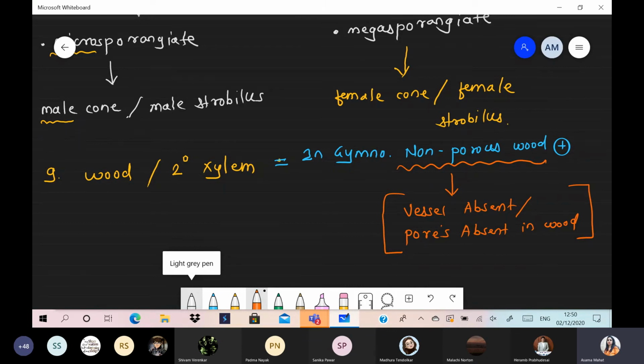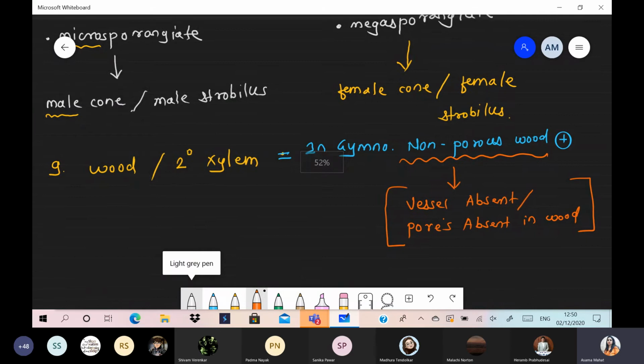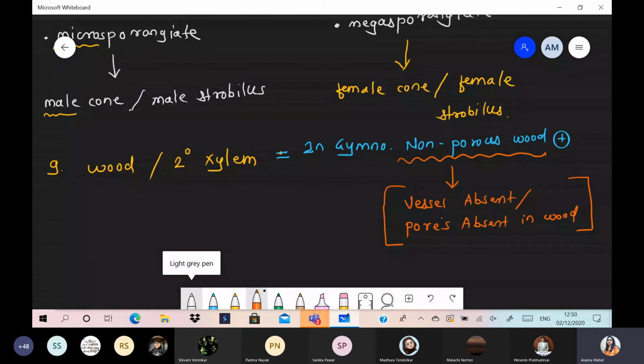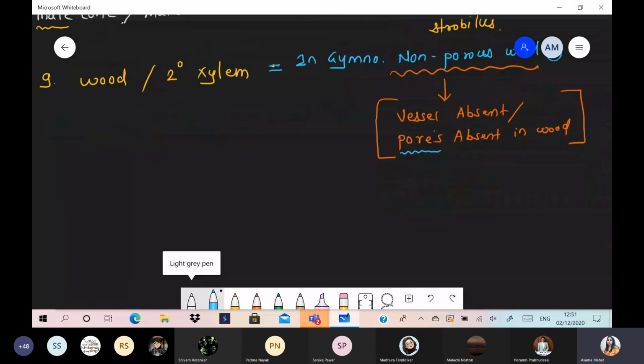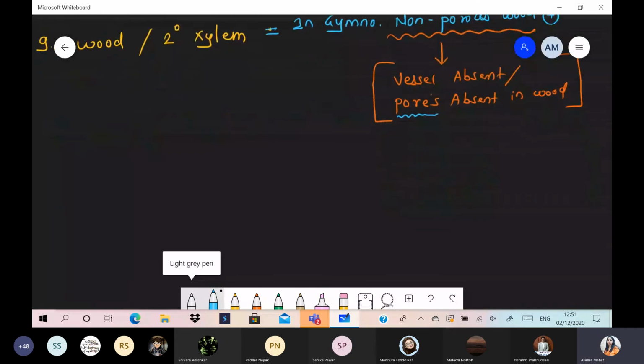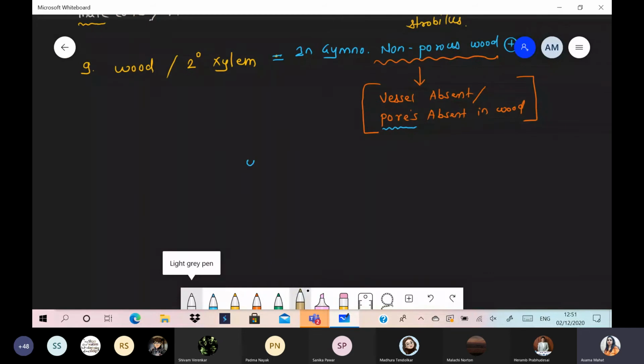Now, whenever we are talking about wood, also called secondary xylem, in most of the gymnosperms, non-porous wood is present because vessels are absent. Or in other language, you can say that pores are also absent, right? We are taking some examples on the basis of that wood. Basically, in case of the gymnosperm, wood is divided into two types.